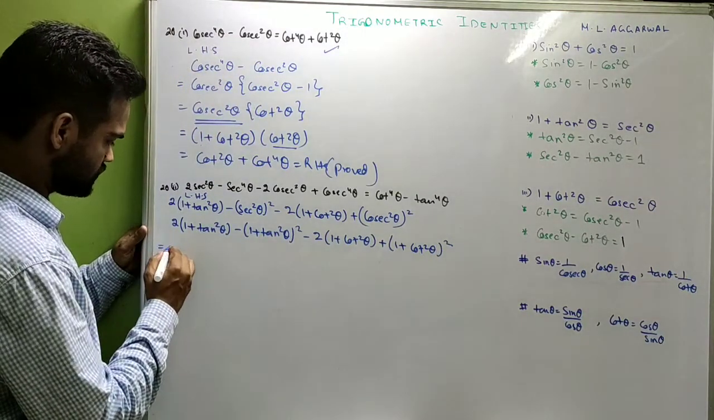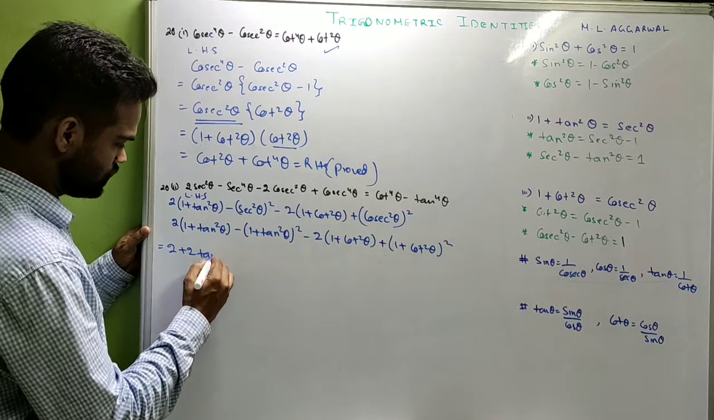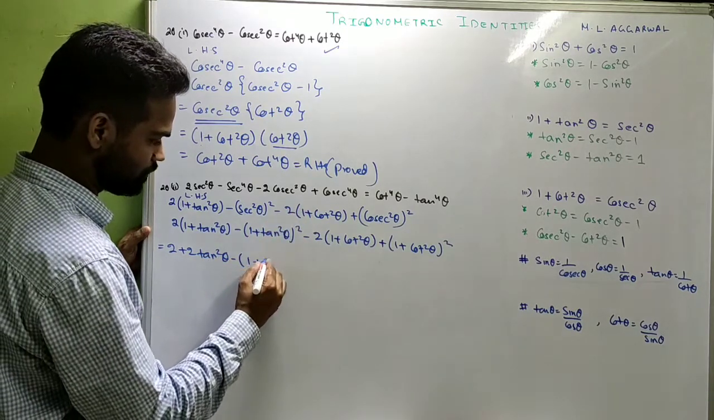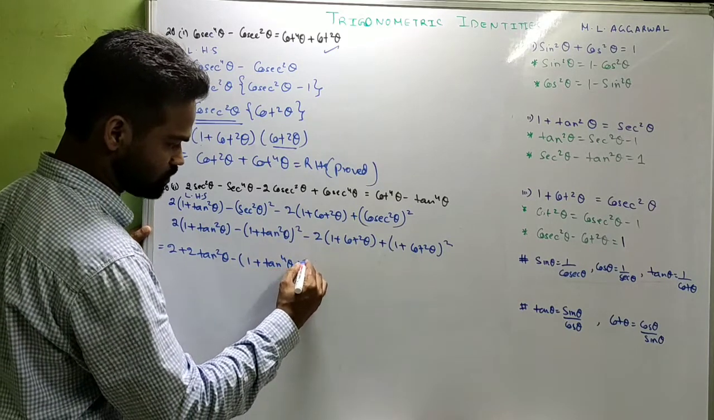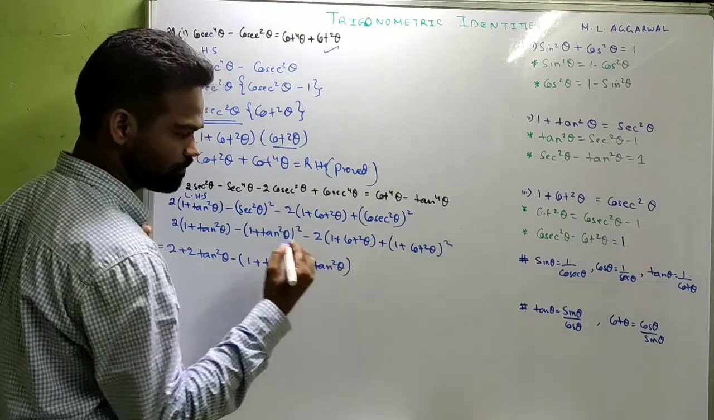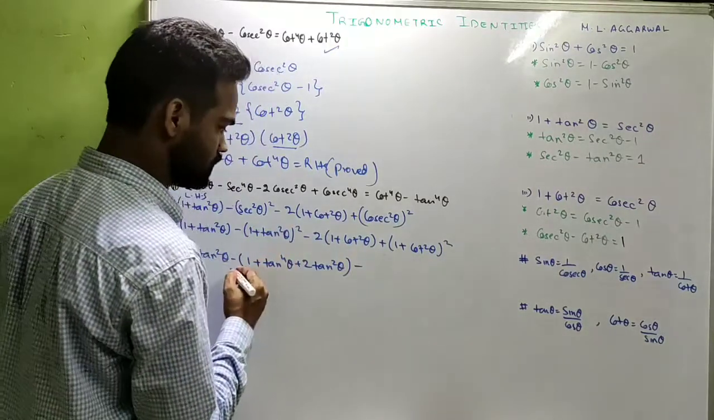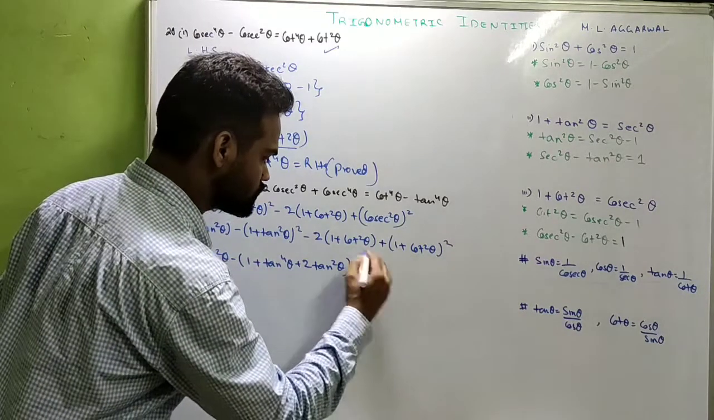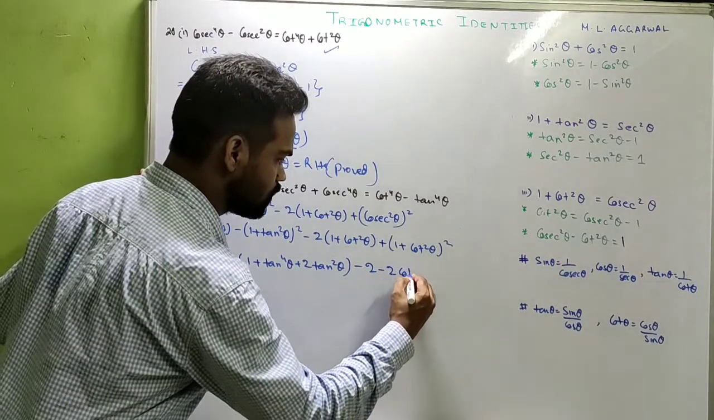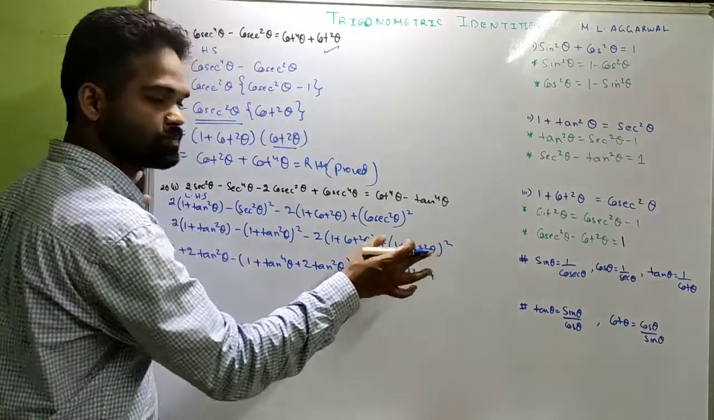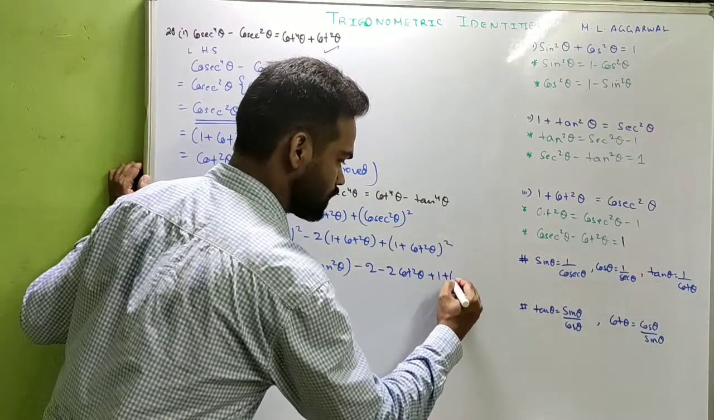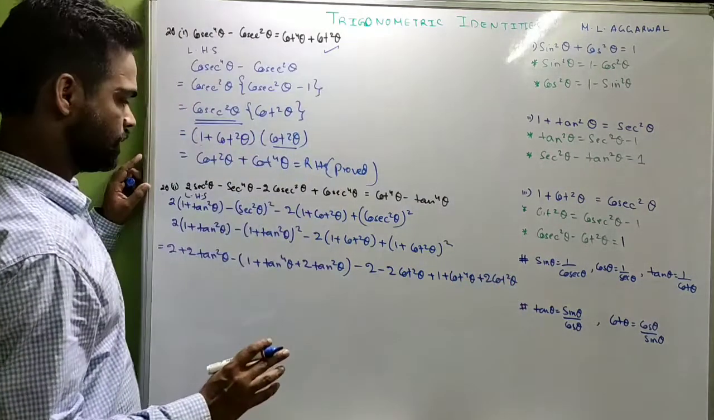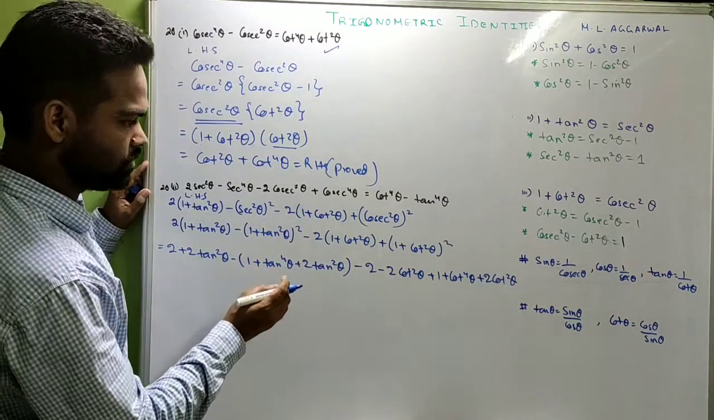I'll just open the bracket. See, 2 plus 2 tan square theta minus, this is a plus b whole square, so that will be a square plus b square plus twice ab, isn't it? When you open the bracket, when you expand a plus b whole square, you get this only. And this, when you open the bracket, 2 minus 2 cot square theta plus, again you expand it, so a plus b whole square will be a square plus b square plus twice ab. Am I clear? Now just look carefully.